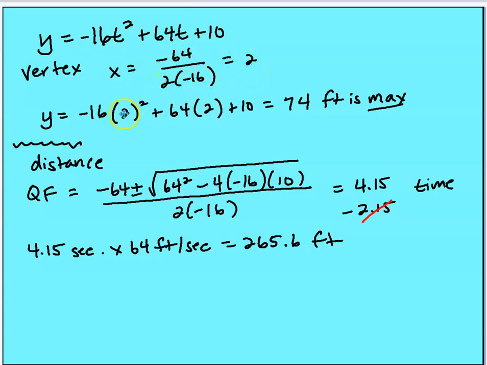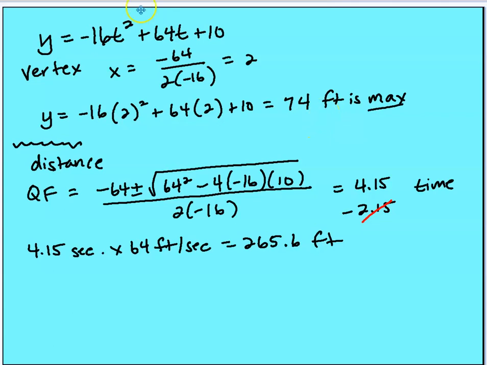And then I'm going to substitute that value back into the original equation to find out what the maximum height is. So remember, I found that axis of symmetry to find the vertex because the parabola faces down. I know the maximum height is going to be at the vertex for y. So then I evaluate where t is equal to 2, and I end up with 74 feet. So 74 feet is the maximum.